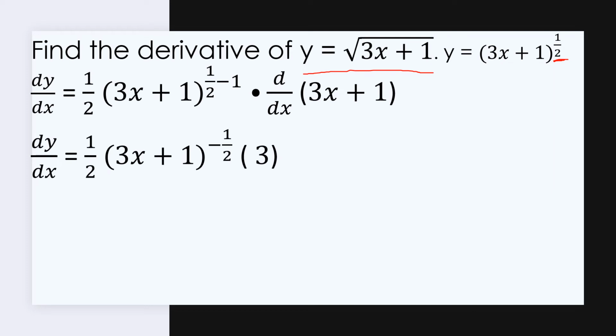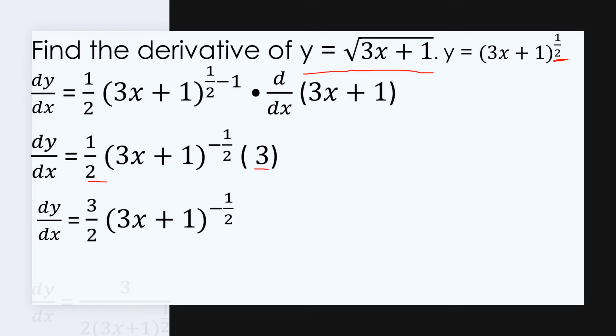So 1/2 minus 1 is negative 1/2. Derivative of 3x plus 1 is 3. So 1/2 times 3, 3 halves. 3 halves times (3x plus 1) raised to negative 1/2. We can't leave a negative exponent, so we bring it down. The final answer becomes 3 over 2 times (3x plus 1) raised to the power of 1/2.